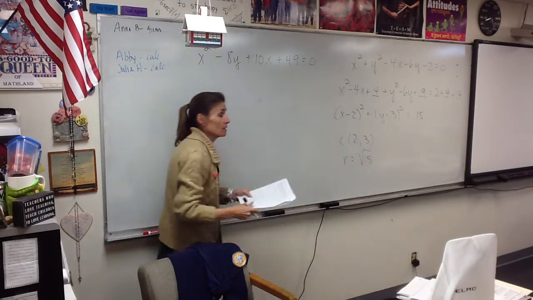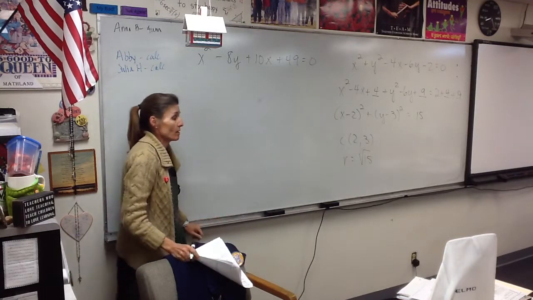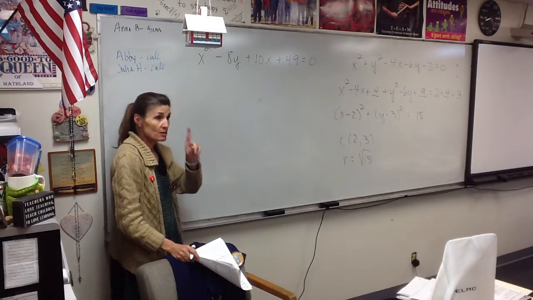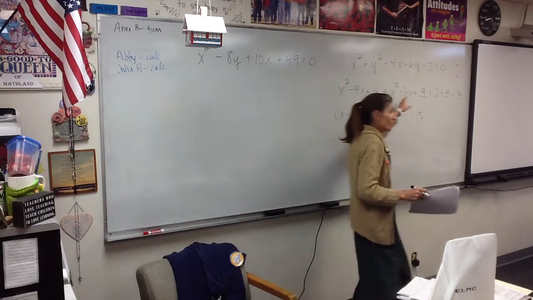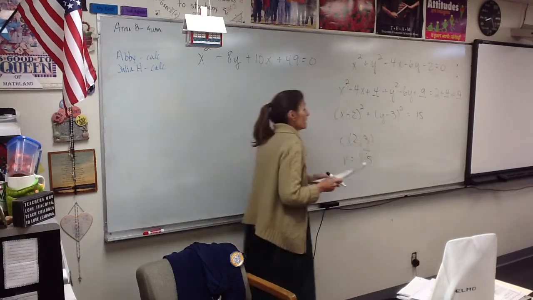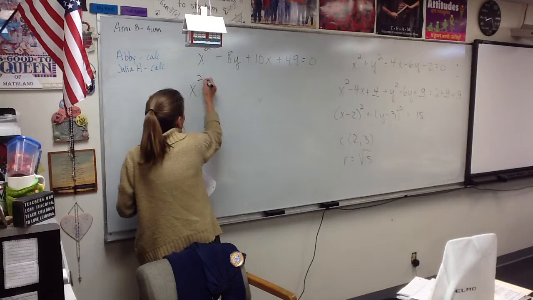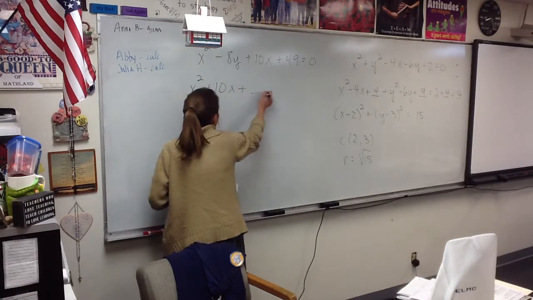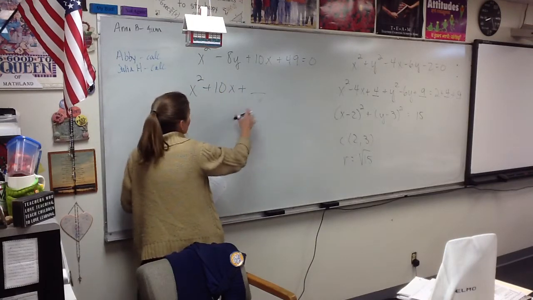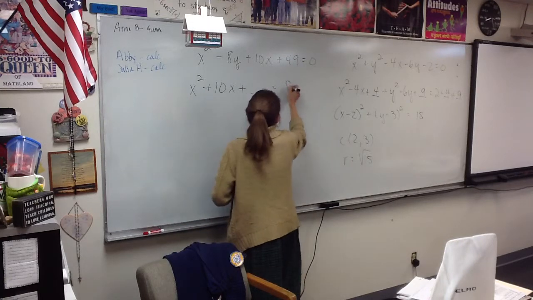Now, we still need to complete the square. The good news is we only need to do it once, instead of twice. So let's get the stuff where we're going to have to complete the square over here. Move everything else to the other side.